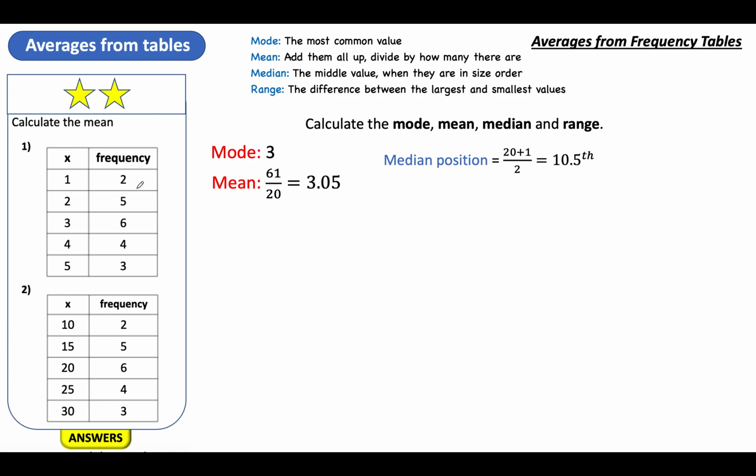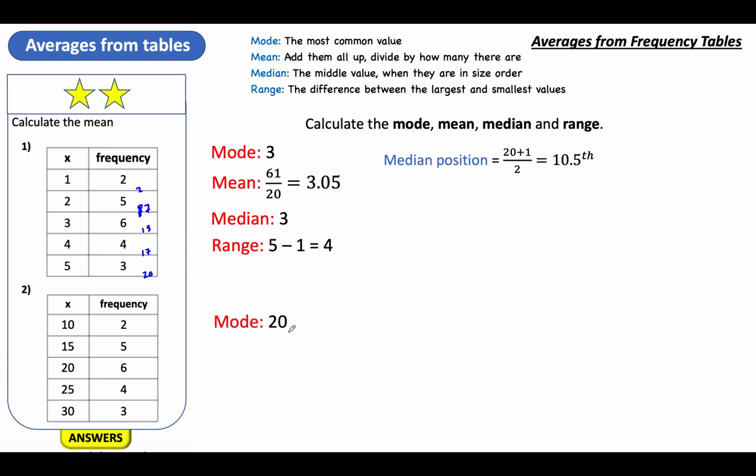Well, if you do your cumulative frequency, so 2, 7, that's a 7, by the way, apparently. Let's just scrap that out, put a proper 7. And then another 6 is 13, and then 17, another 3 is 20. 10th and a half is in this category here, so the median is 3. The range is 5, take away 1, so the biggest, take away smallest, so it's 4.